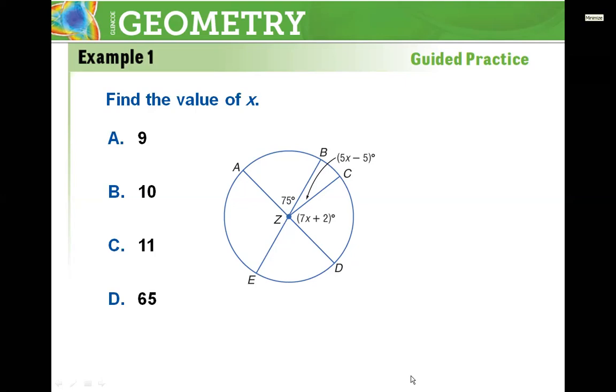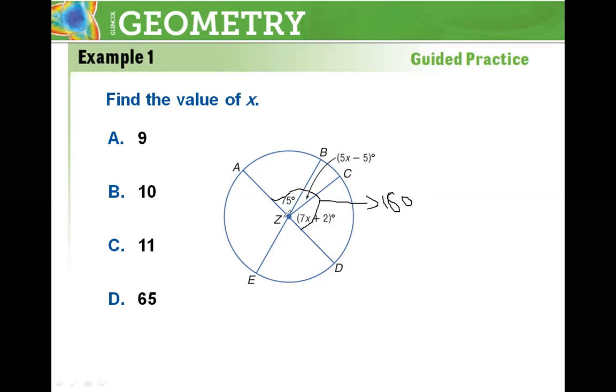Okay, Naif. Can you answer with me this example, please? I need to find the value of x. What shall I do? First of all, we do as we did in the last question. So the measure of these three angles are all 180. So we add them and write 180.